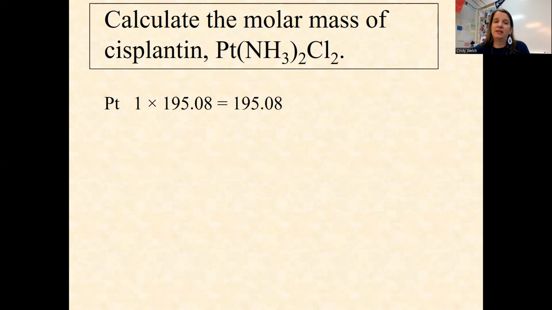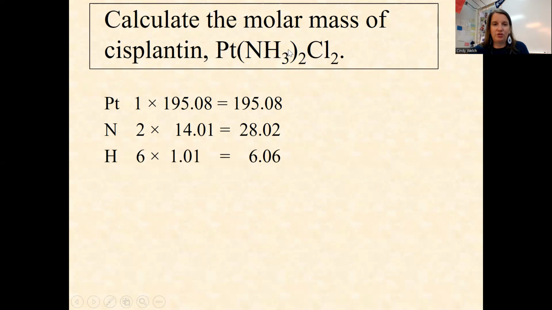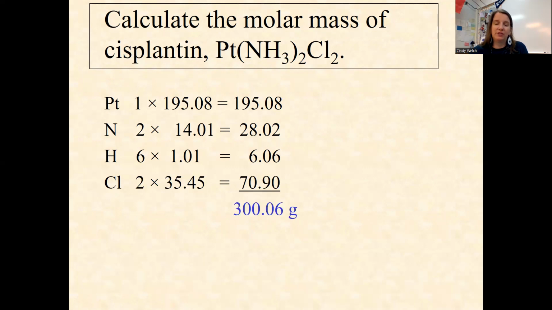We would take the mass of 2 nitrogens, because this 2 over here behind the parentheses applies to everything within the parentheses. We would take the mass of 6 hydrogens, and then we would take the mass of 2 chlorines, and we would add all of those together. And so our molar mass is going to be 300.06 grams per mole, which really is the correct unit for molar mass.